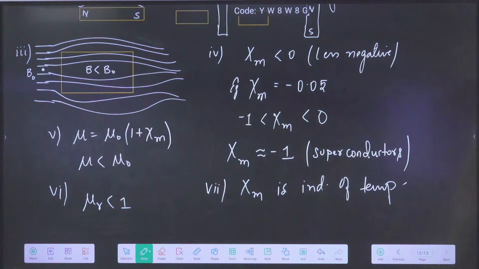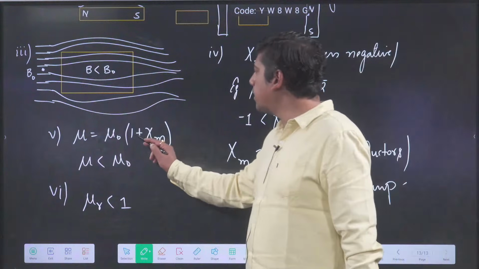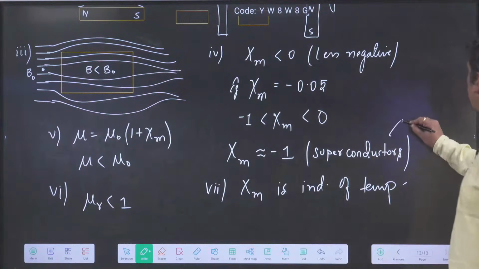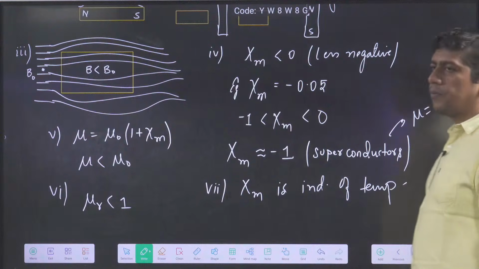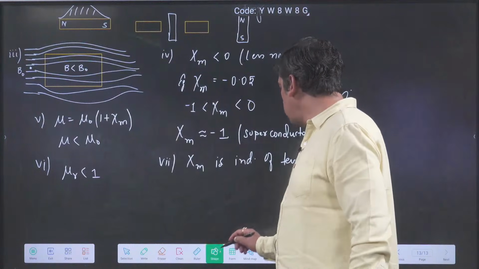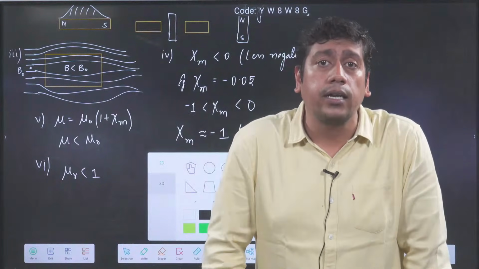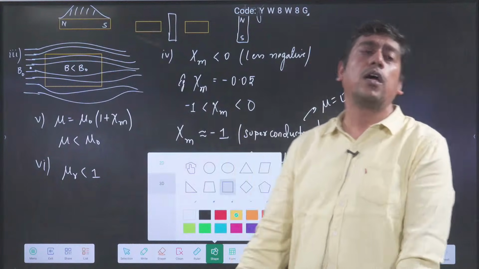Susceptibility is independent of temperature. For a superconductor, if susceptibility is -1, then 1 minus 1 is 0. So for a superconductor, mu is 0. What is the meaning of mu 0? That means the ability of magnetic field lines to permeate through the superconductor is 0. Means no magnetic field lines will permeate through the superconductor.